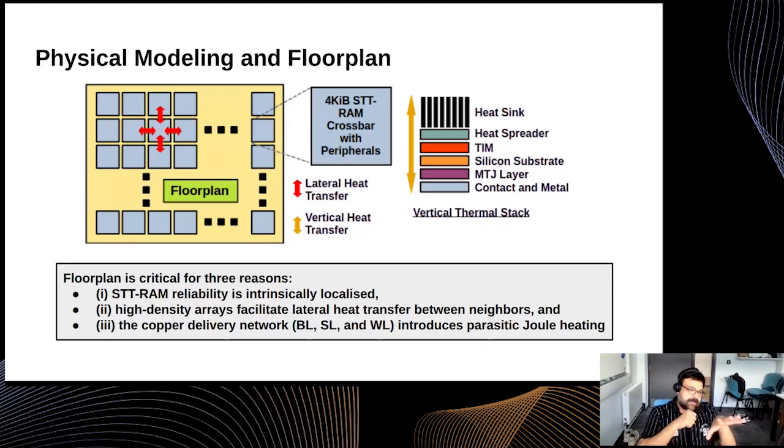Okay, so we have successfully modeled all these things, and this is how our floor plan looks. On the left hand side, you can see we have shown how lateral heat transfer will take place, and this is what we have modeled at the 4 KiB level, to make our entire simulation a bit more computationally feasible. On the right hand side, you can see the vertical heat transfer, starting from the heat sink all the way down to the contact and metal. In between, you have the heat spreader, thermal interface material, and the silicon substrate, MTJ layer, and so on. The MTJ layer is the back end of line, whereas the silicon substrate is the front end of line.